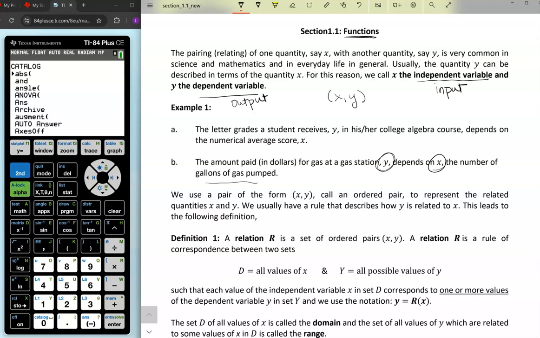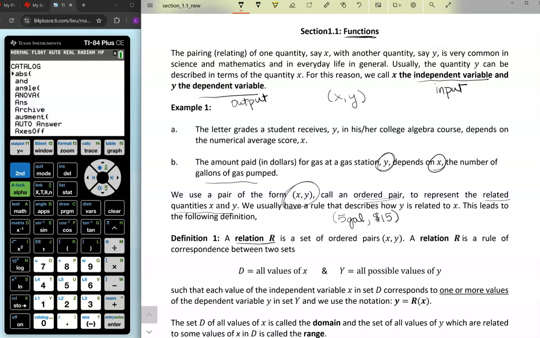And wherever we decide to stop pumping the gas, the output is how much money we have to spend for it. Now, as I said, we usually use this format of xy, an ordered pair, to represent the related quantities that correspond with each other between input and output. So, for example, if you pump 5 gallons of gas, then let's just pick a nice easy number, $3 per gallon. If you pump 5 gallons of gas, your output would be $15 that you would have to pay for it. Now, here's our first definition.